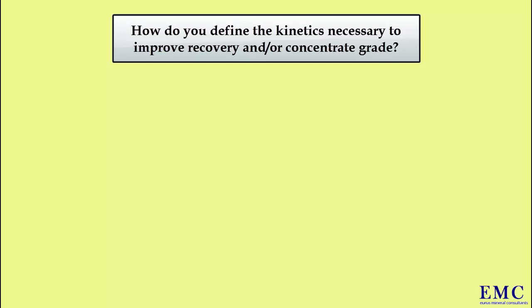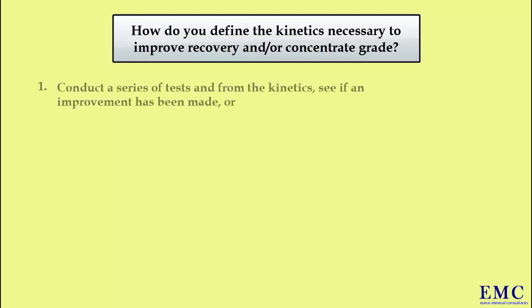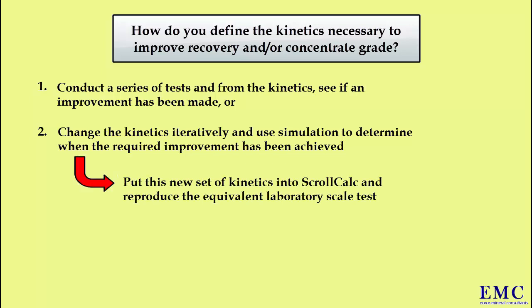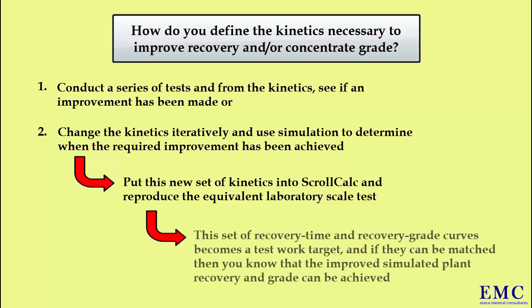There are two ways to do this. Firstly, do tests and from the kinetics determine if flotation behavior has improved, or secondly, change the kinetics and use the simulation program to determine when the required improvement has been achieved. Then, put this new set of kinetics into ScrollCalc and reproduce the equivalent laboratory scale test. This set of recovery-time and recovery-grade curves becomes a target, and if they can be matched, then you know that the improved simulated plant recovery and grade can be achieved.